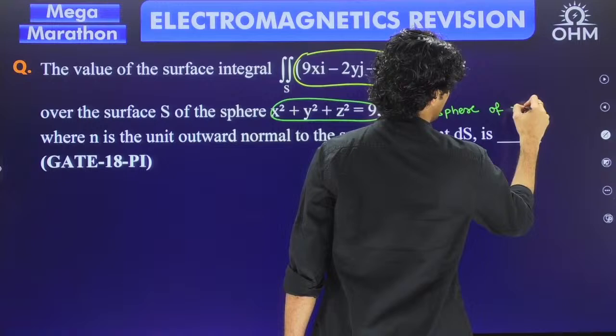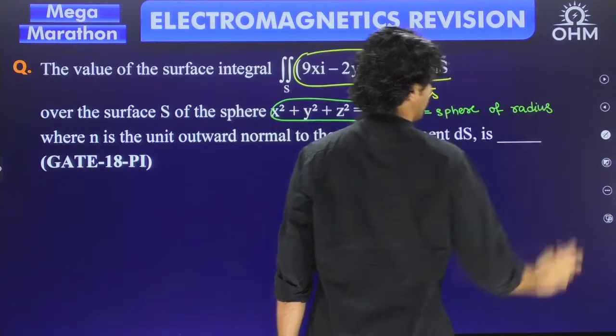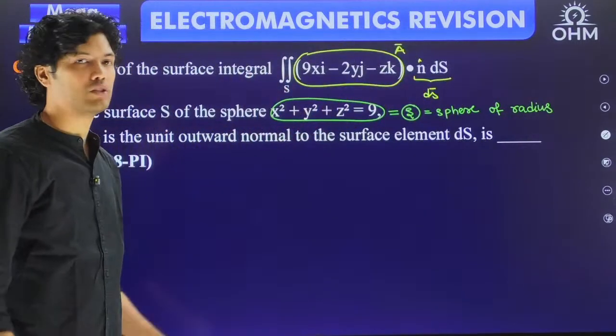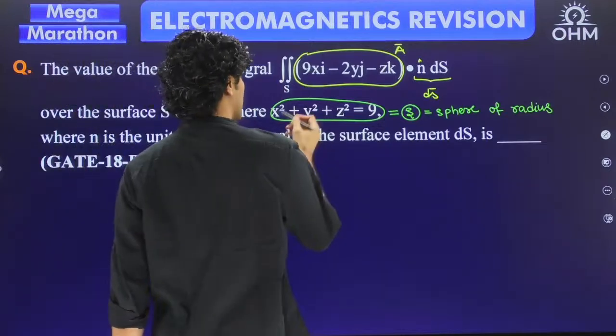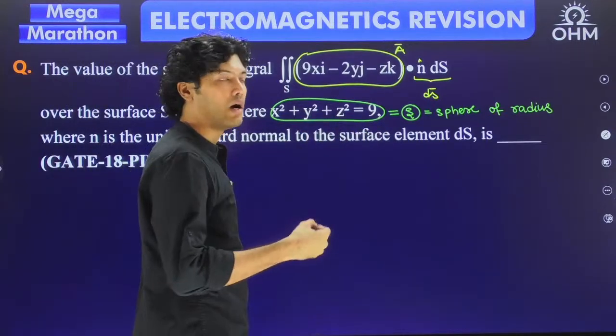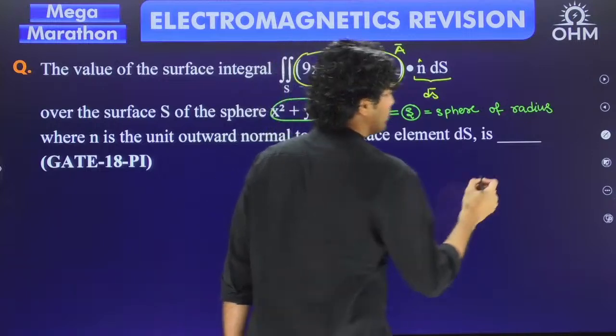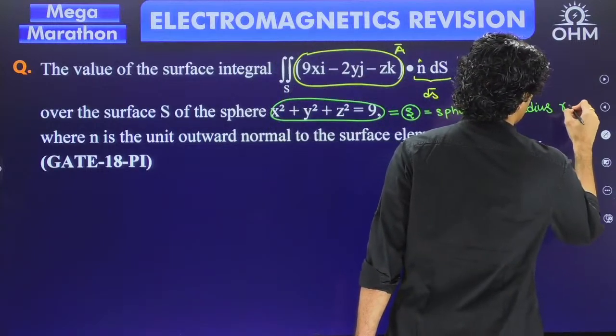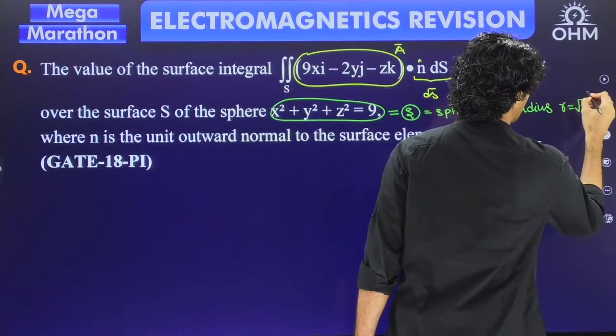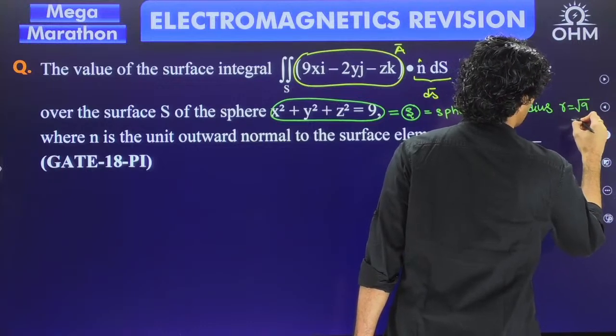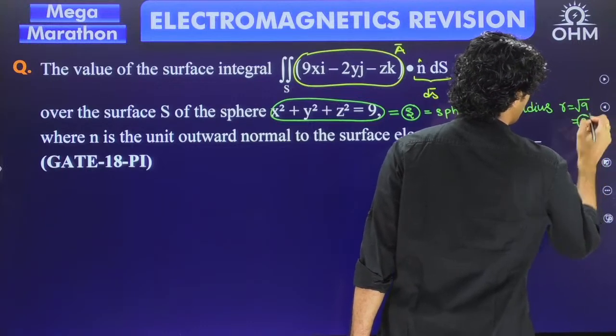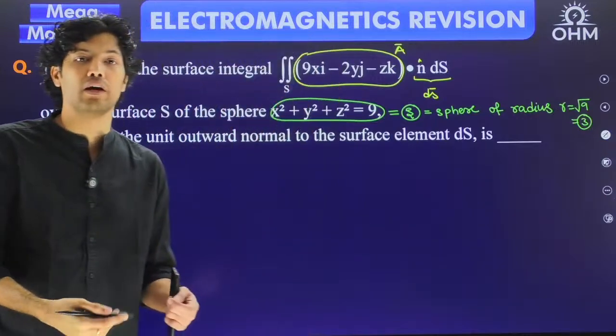What is the radius of the given sphere? The general expression of a sphere is x square plus y square plus z square is equal to r square. So with radius r is equal to square root of 9, the radius of the sphere is nothing but 3 units. Okay. So this will help us finally find out the volume here.